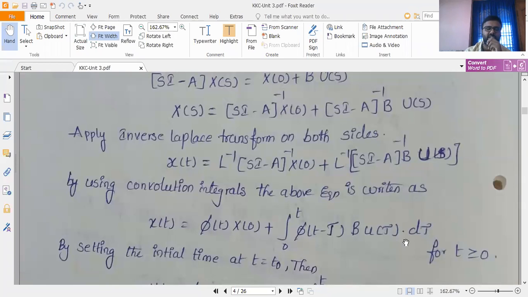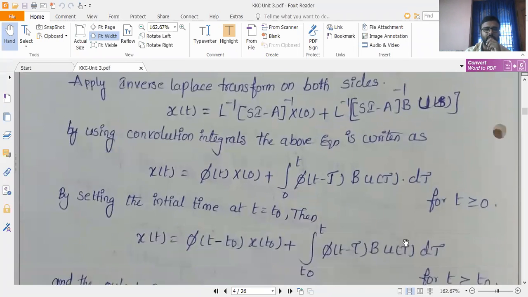If the initial time is considered as t is equal to t naught, then this equation is represented as x of t is equal to phi of (t minus t naught) into x of t naught plus integral from t naught to t phi of (t minus tau) into B into u of tau d tau. Okay, so this is the solution for the non-homogeneous state equations.